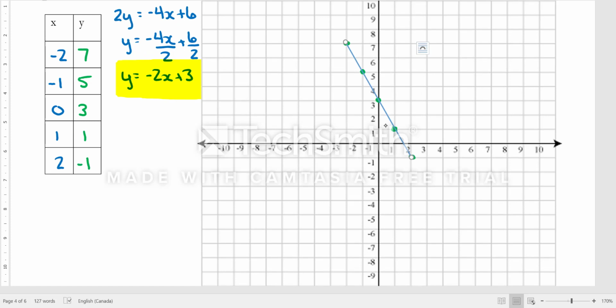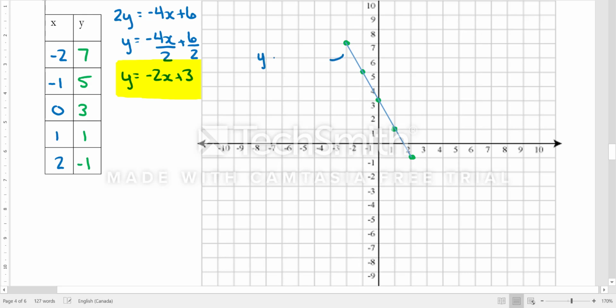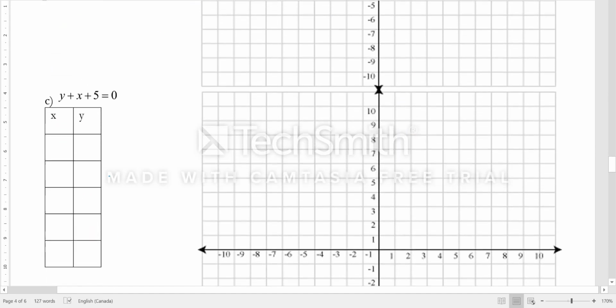Okay, so your finished product should look something like this. And this time the line is actually going downhill here. Sometimes when you graph these lines, to make your graph complete, you can label them with the equation that's given. So y equals negative 2x plus 3. Okay. All right, moving down a little bit further.